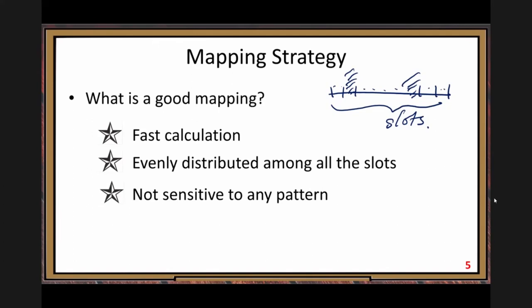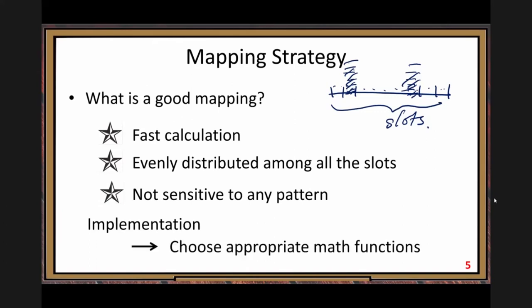Poor means some slots you map too many elements, and other slots no elements mapping, then the performance will be very slow. So here is the design strategy: we need to try to consider these three aspects. All right, implementation.